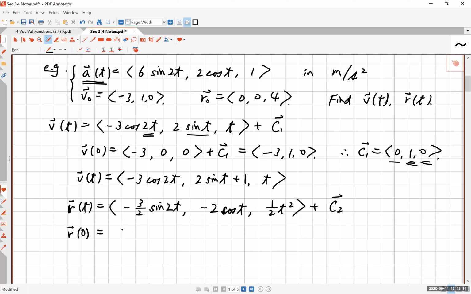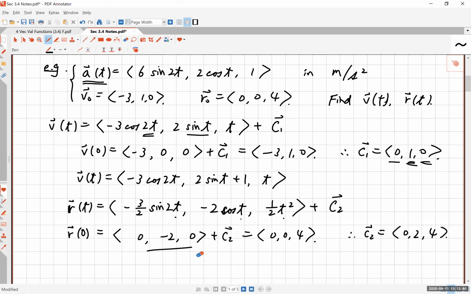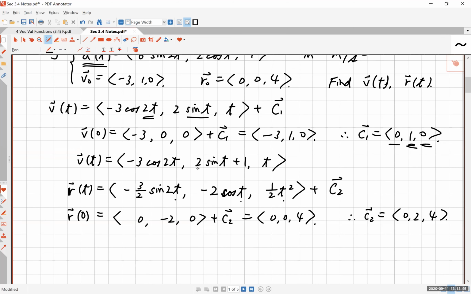We will apply the initial condition again. If you plug in 0 here and 0 here and 0 here, you will get 0, negative 2, and 0 plus c2 is equal to 0, 0, 4. And so that tells me c2 is equal to 0, 2, 4. Again, it's going to be 0, 0, 4 minus 0, negative 2, 0. All right, so are we done with this? Yeah, we are. So here's the final answer.